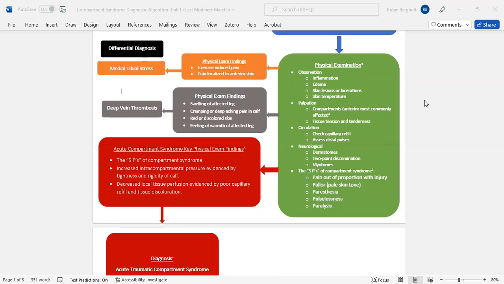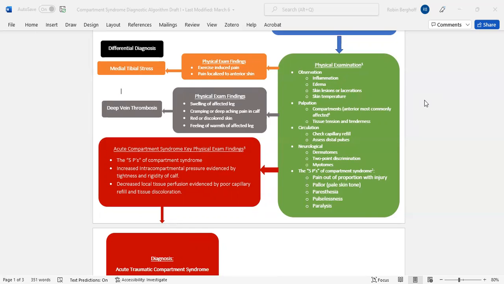And then feeling for tissue tension, tenderness, and checking capillary refill. So, squeeze those nail beds and see if they're refilling at an appropriate rate. Also check distal pulses, especially with a lower leg compartment syndrome. You want to be checking the posterior tibial pulse and dorsalis pedis pulse, trying to see if you can feel them, how strong they are, and things like that.